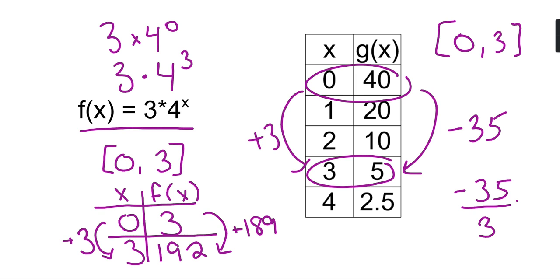Negative 35 divided by 3, and if you solve that, well, I know 33 divided by 3 is 11, and then I have another 2/3. It's negative 11 and 2/3. If you would have put that in the calculator, you would get negative 11.6 repeating. Okay, so that's how we find average rate of change with these two functions.